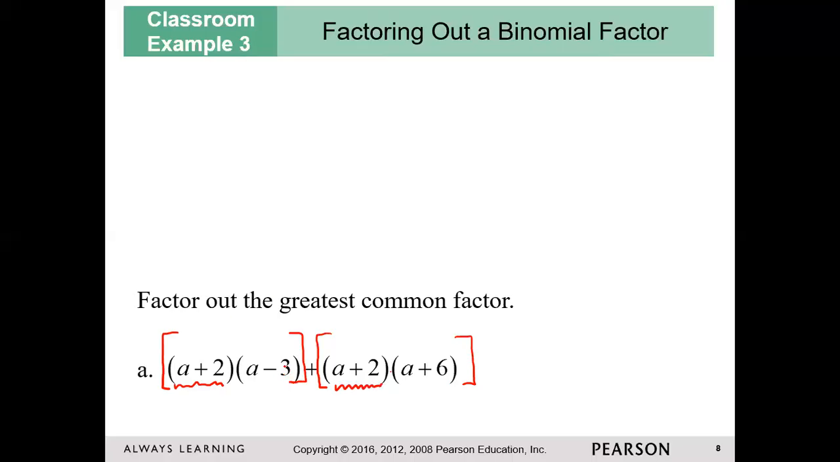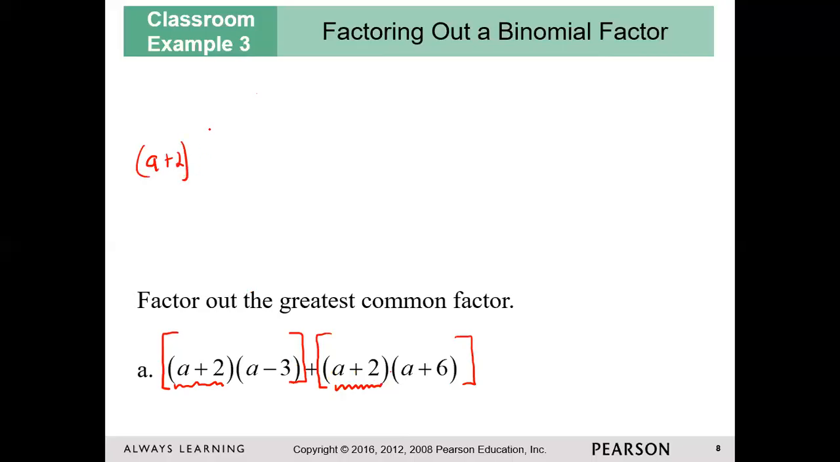So this one takes, again, a little bit more skill to be able to do this, but we're still going to factor that GCF out. And it's still going to have that same structure of what we saw before: GCF, parentheses, leftovers, plus or minus leftovers. So our GCF is definitely this a plus 2, which both of these have in common. So that's going to be an a plus 2 on the outside.